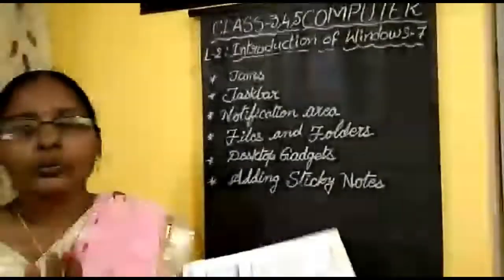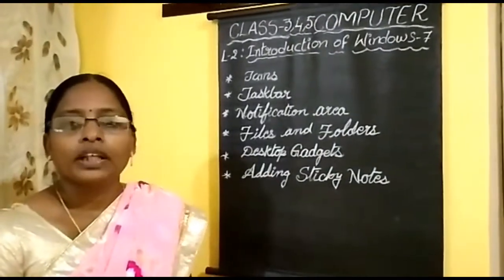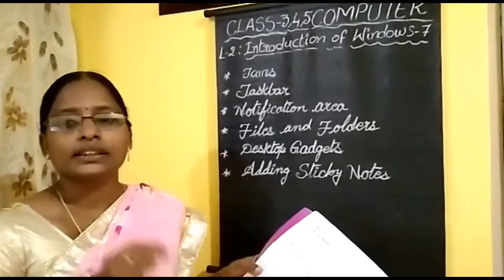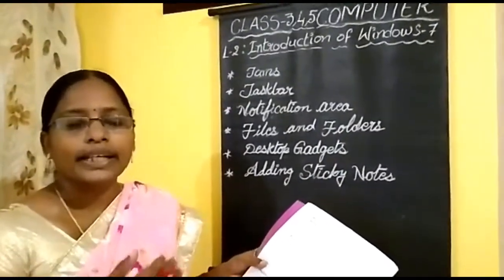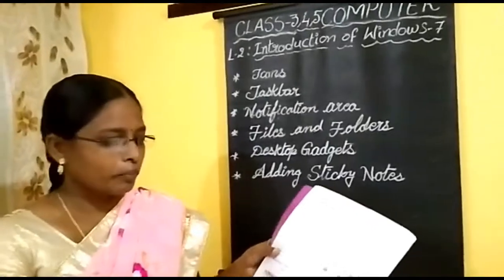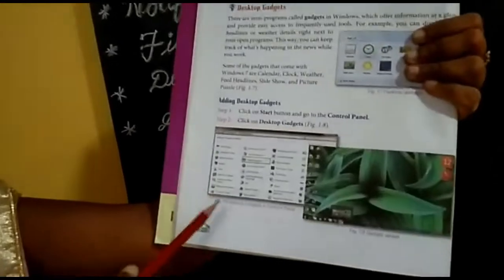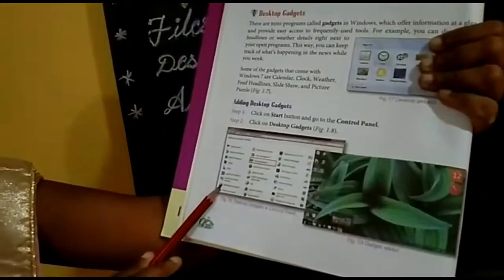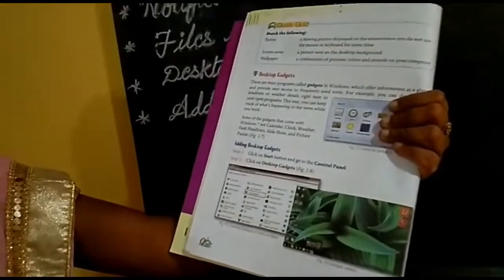And next, how to add these desktop gadgets? First step, click on the start button. First you have to click on the start button and go to control panel, and next click on the desktop gadgets like this. Control panel, and next double click on the gadget which one you want to add. Okay.